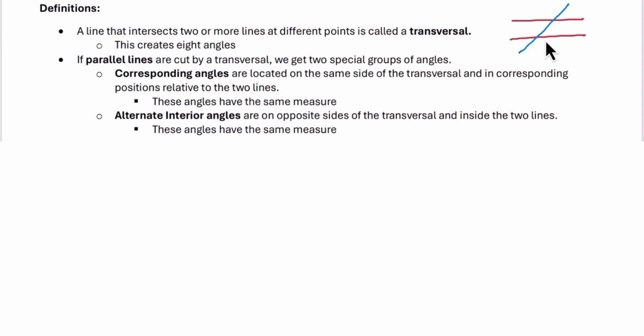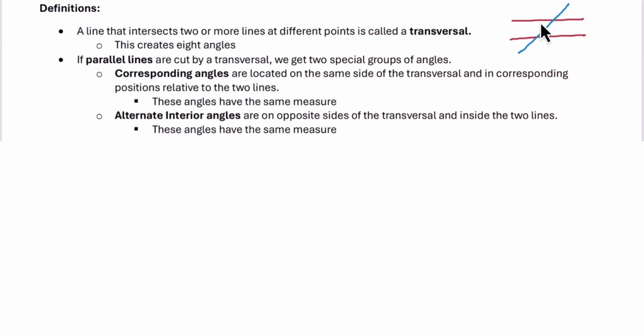If parallel lines are cut by a transversal, we get 2 special groups of angles. We get corresponding angles, which are located on the same side of the transversal, and in corresponding positions relative to the two lines. These angles have the same measure.